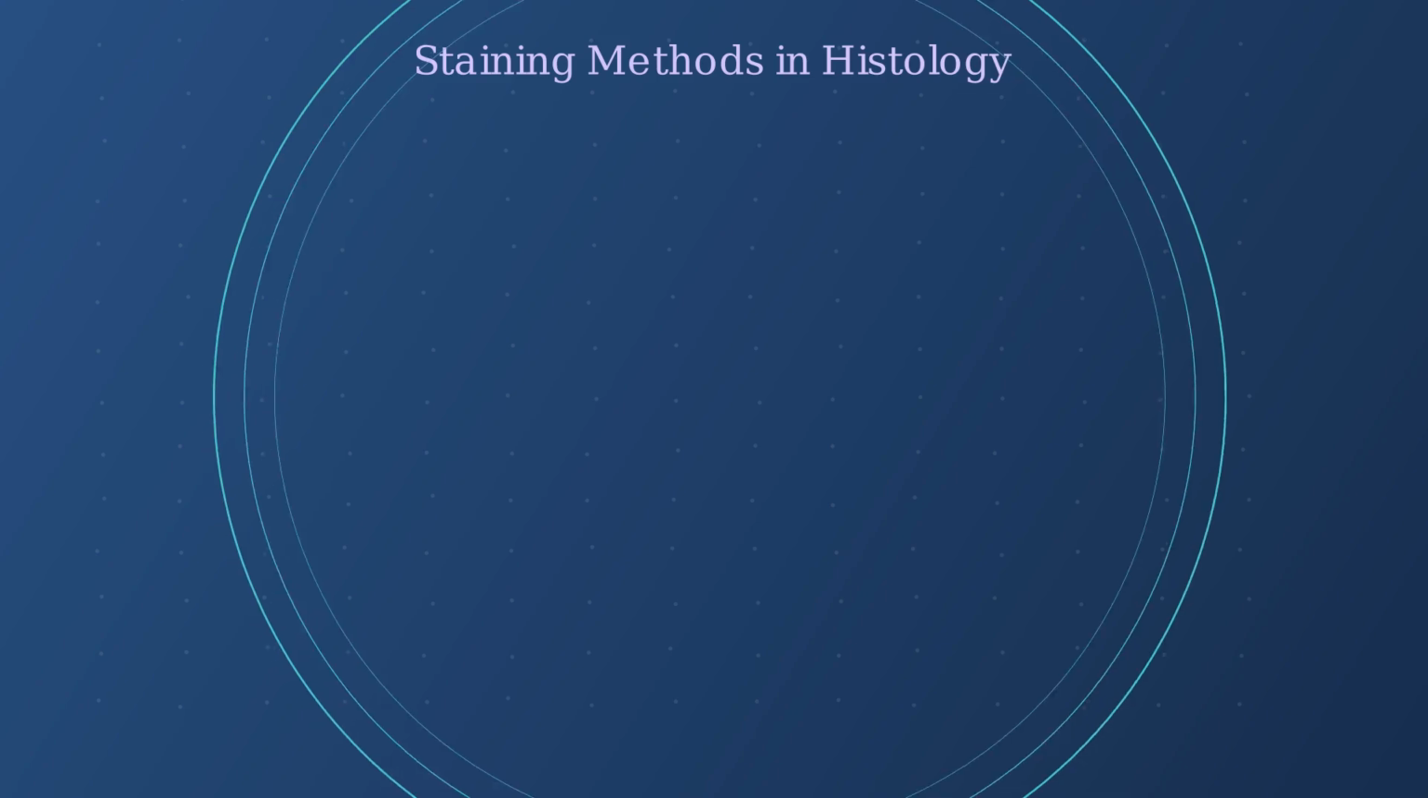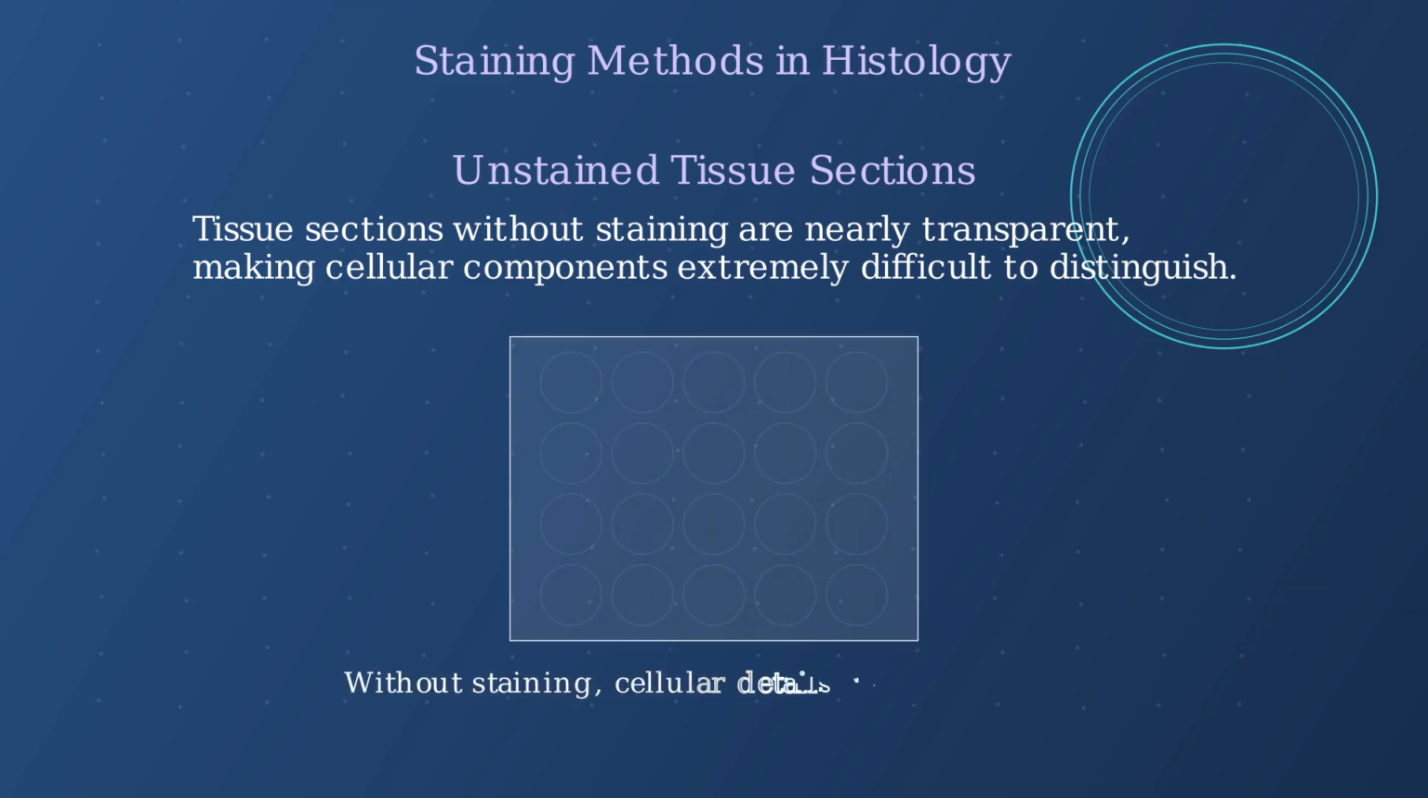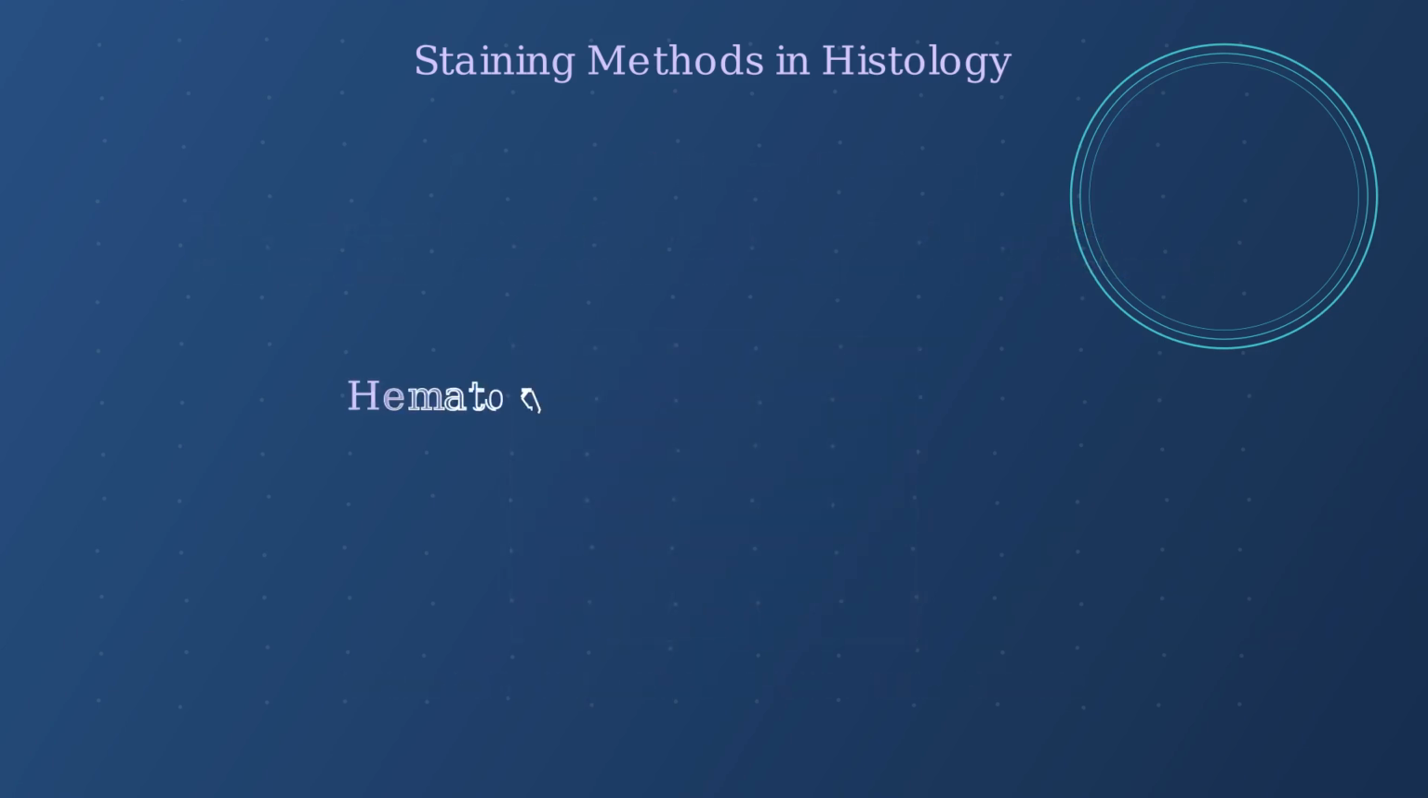With proper embedding and sectioning techniques, histologists can produce high-quality slides that enable accurate microscopic analysis of tissues. Staining methods in histology are crucial for visualizing cellular components. Unstained tissue sections are nearly transparent. Without staining, it's almost impossible to distinguish cellular structures under a microscope. This is why staining techniques are essential.